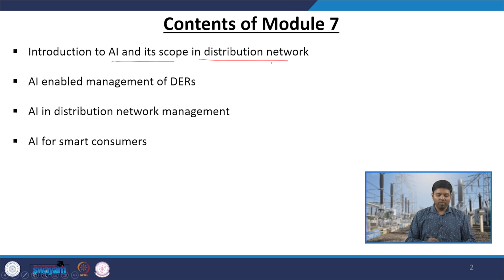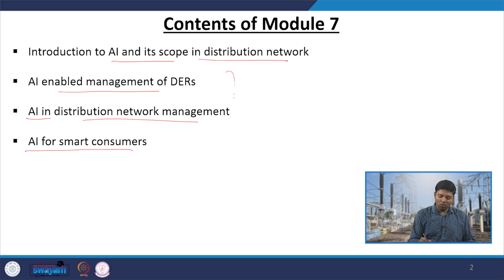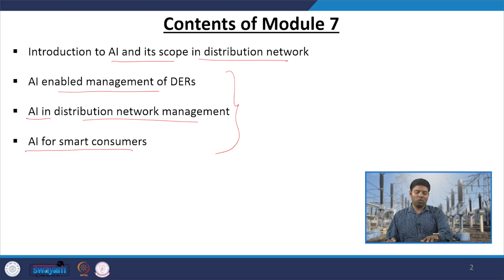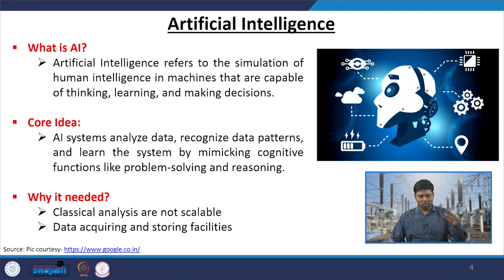of distribution networks. We will see how AI enabled management can be done for distributed energy resources. We will see how different distribution network management techniques, like power flow and fault clearing, can be done with AI, and also how AI can be used at the smart consumers level. That means you can use AI not only for the network, you can use it for generation, you can use it for the customers as well. So it has a very vast application in the distribution network. First we will see what is AI and how you can use it for the distribution network.